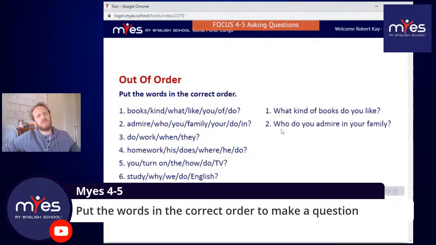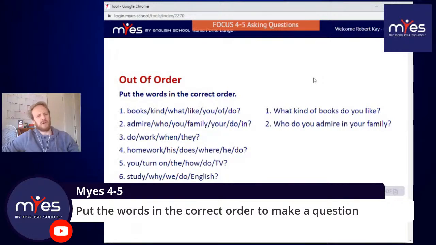Number two, who do you admire in your family? So admire is another word for respect. Who do you admire in your family? would be the second question. So who would be our question word? Do our auxiliary. You are subject. And admire the verb.